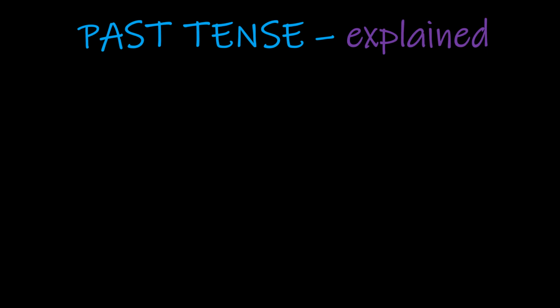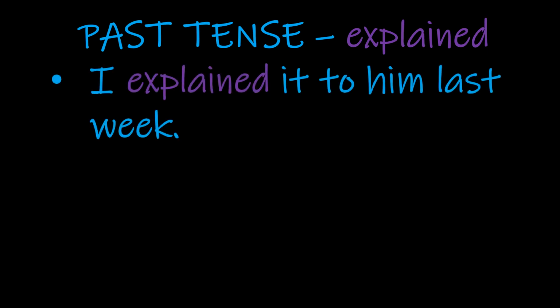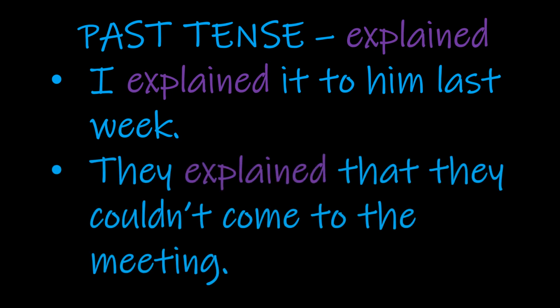So let's look at some examples then of how to use these different forms. First off, past tense, so things that are finished. I explained it to him last week. They explained that they couldn't come to the meeting. So because we've just got the one verb here and it's in past simple, we understand it's done. It's a thing that happened in the past.